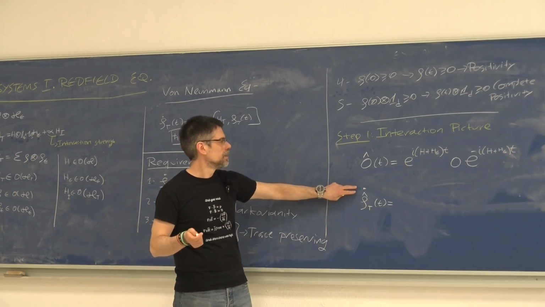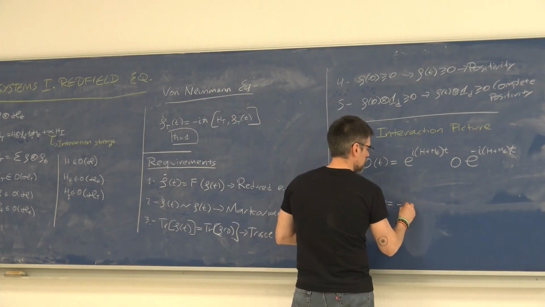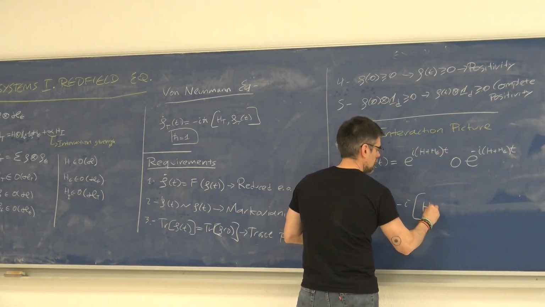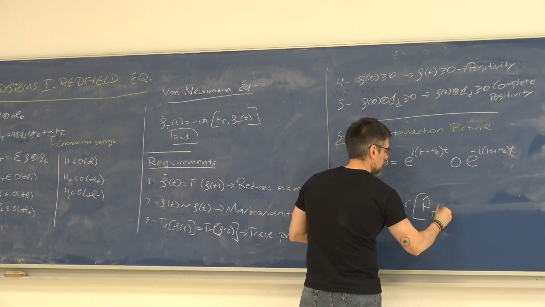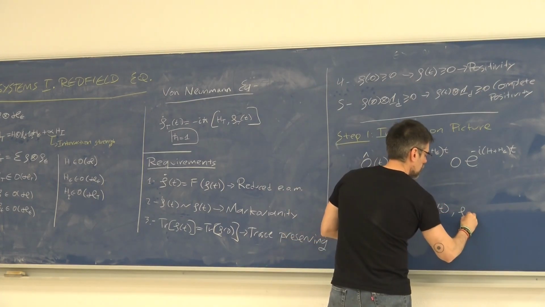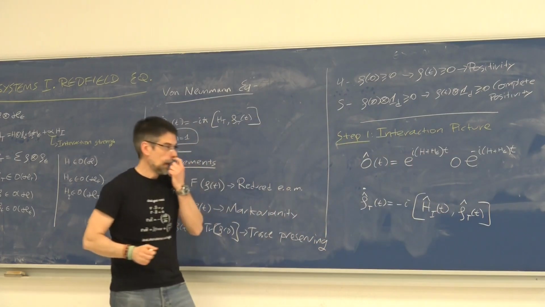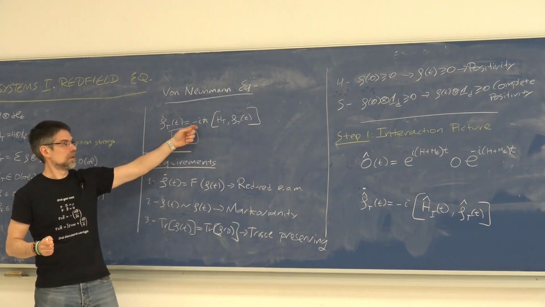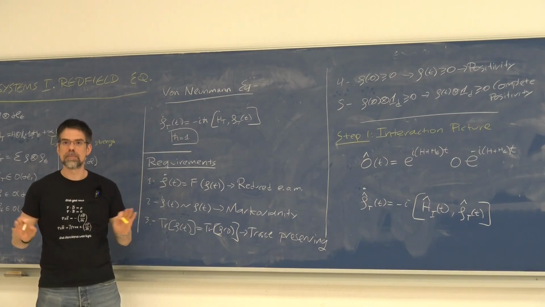Okay, it's still the same thing. Okay, then this will be, we have something in this form. That is still the von Neumann equation. We haven't made any assumption, anything, okay?